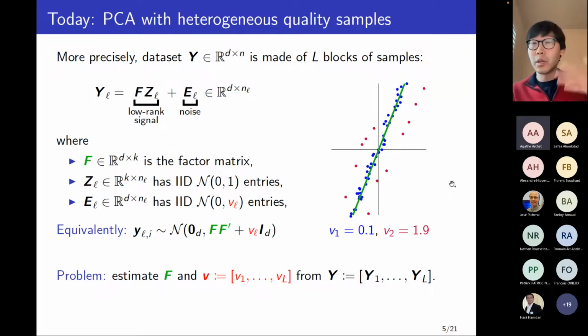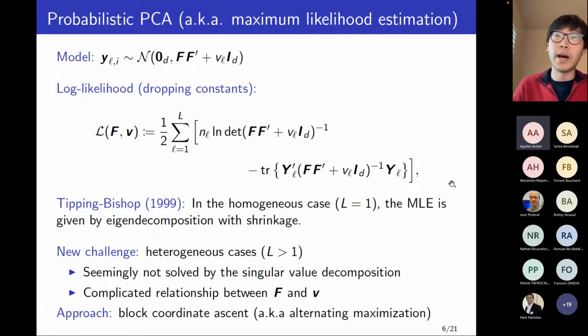So now, a natural approach is to do what's sometimes called probabilistic PCA, or in other words, maximum likelihood estimation, right? So recall here is our model. The ith sample in the lth block is again mean 0 with covariance having a signal component FF transpose plus a noise component V_l times the identity. Okay, and so we could write down the log likelihood, dropping the constants as we usually do, and it looks like this. Okay, so let's take a moment and look at this.